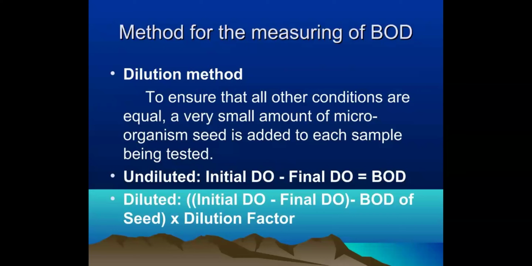Dilution method. To ensure that all other conditions are equal, a very small amount of microorganisms is added to each sample being tested. Undiluted: initial dissolved oxygen minus final DO is equal to BOD. Diluted: initial DO minus final DO, minus BOD of seed, divided by the dilution factor.